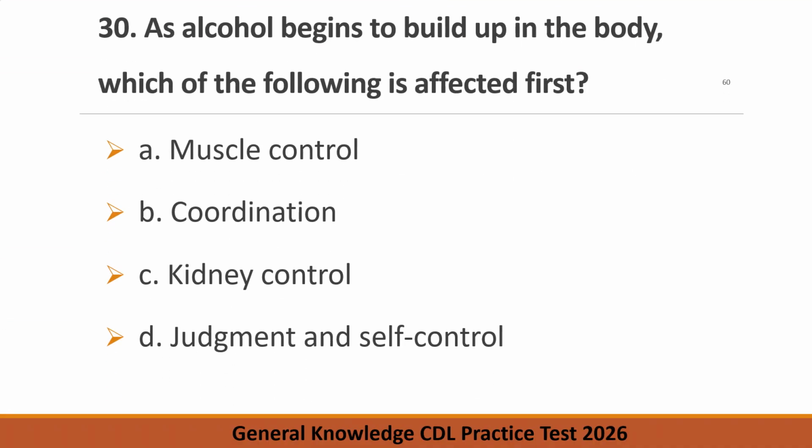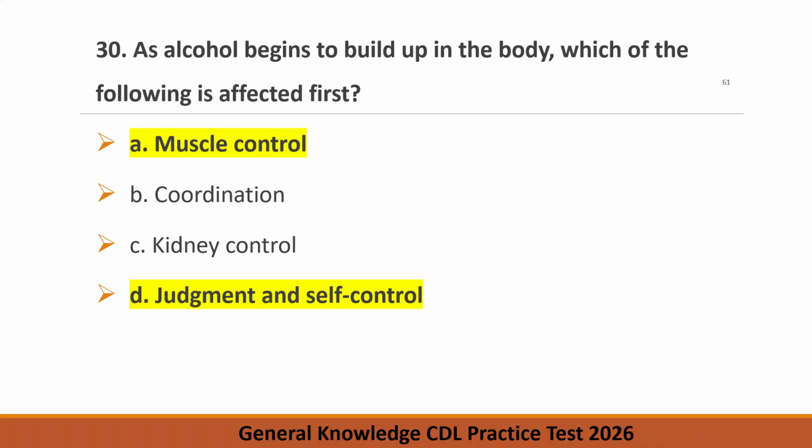30. As alcohol begins to build up in the body, which of the following is affected first? A. Muscle control. B. Coordination. C. Kidney control. D. Judgment and self-control. Answer, A. D.